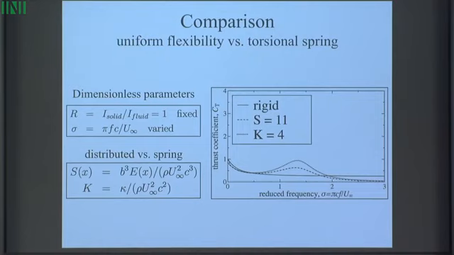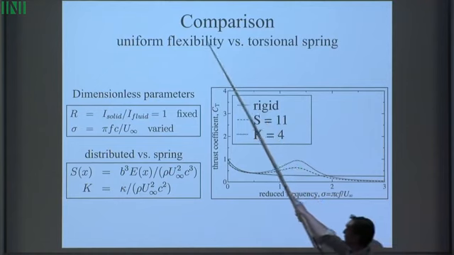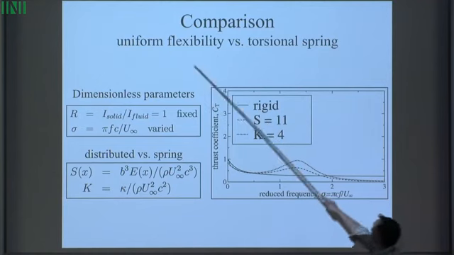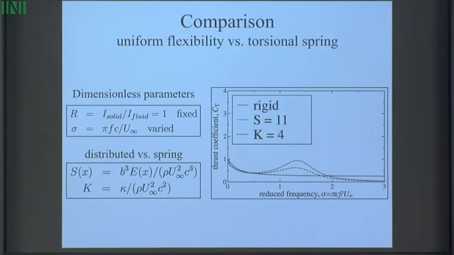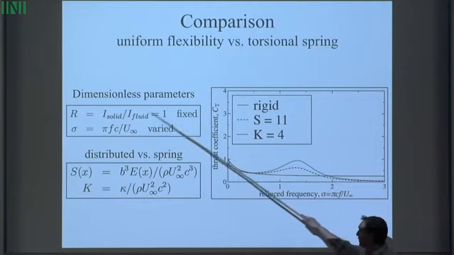Okay, and so now I want to start addressing this question of optimizing the flexibility distribution for performance. I'm going to start out kind of simply. I like to start out with a simple example and build up in complexity. So what I'm showing you here is a simple comparison. This is comparing a wing of uniform flexibility, so the elastic modulus is constant, versus that torsional spring case that I showed you earlier. Okay, so I'm just going to fix the mass ratio, keep that at 1.